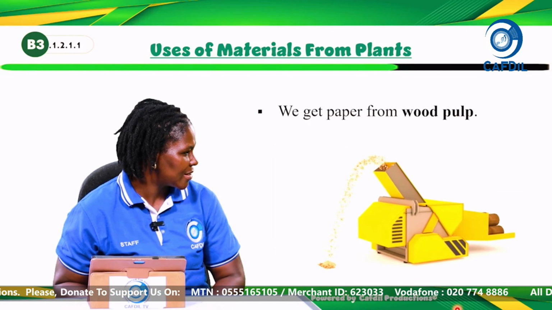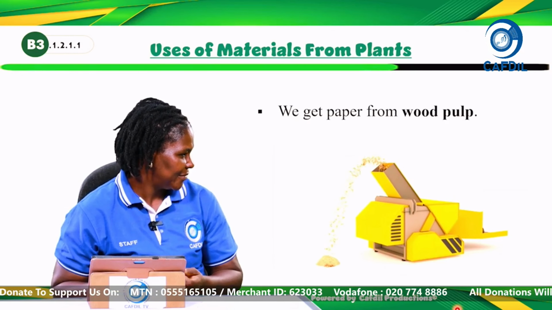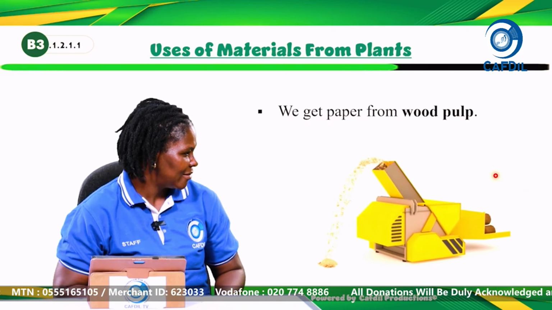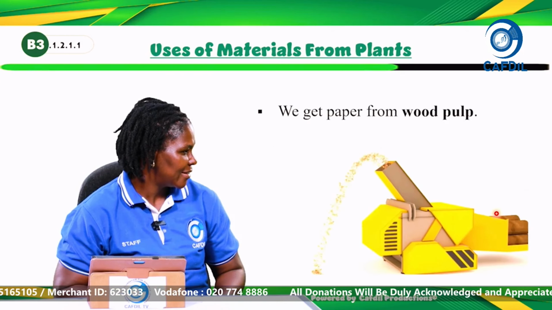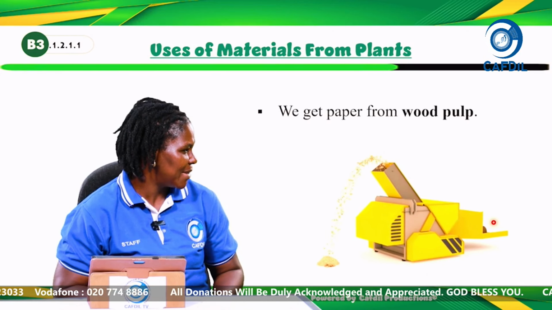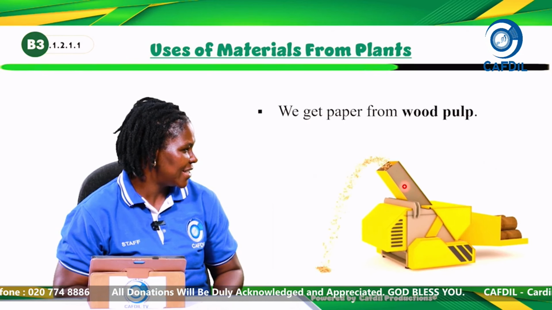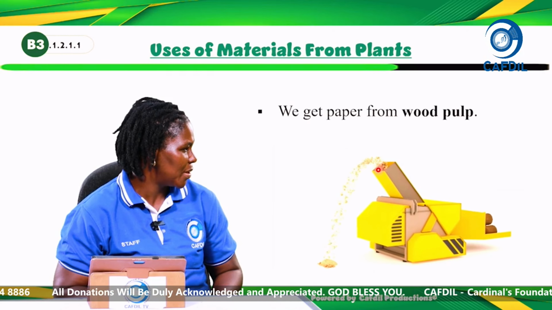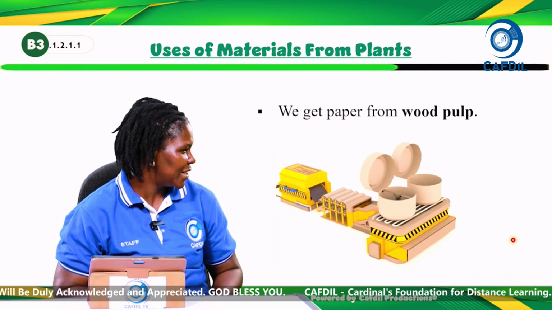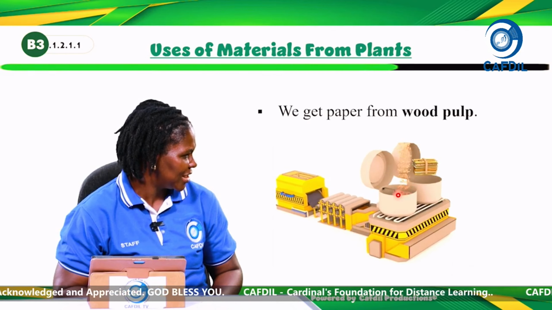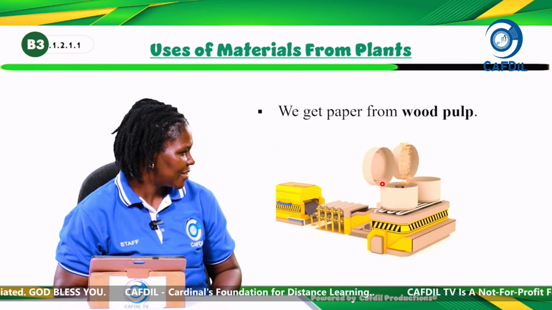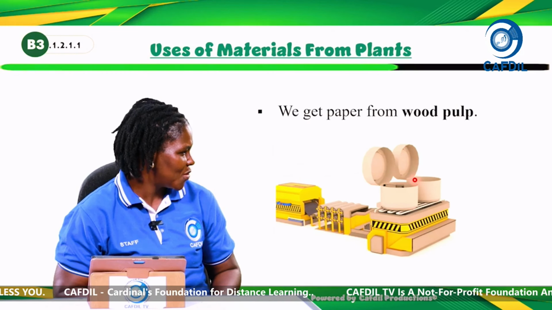So this is how it is done. Now we have the wood in the machine. Look at the wood here. Look at it. You put it in the machine and it is grinding it to become the wood pulp. So, and then we put it in another machine. Look at what is happening. How we get paper.